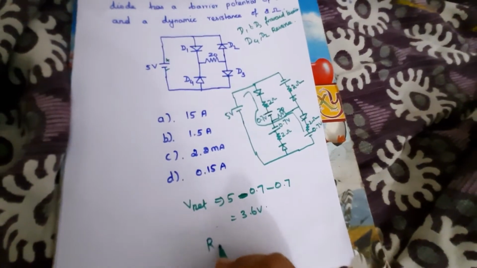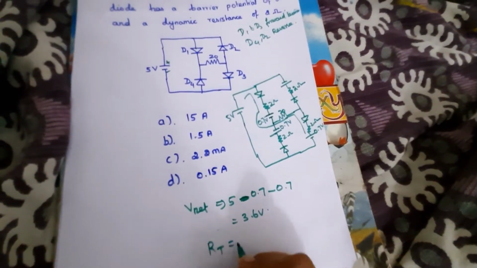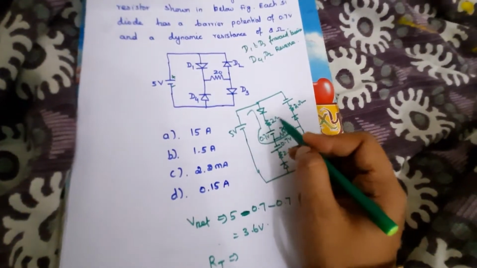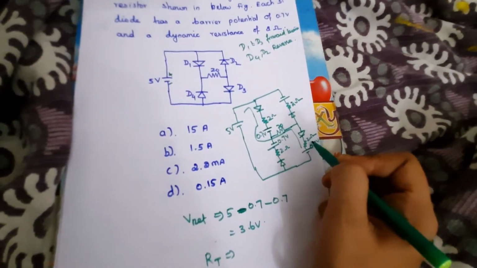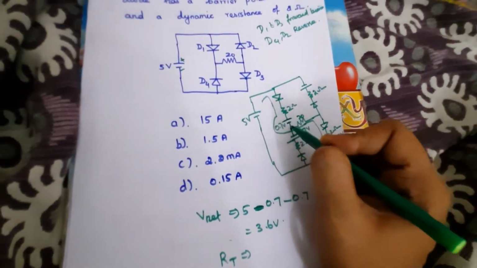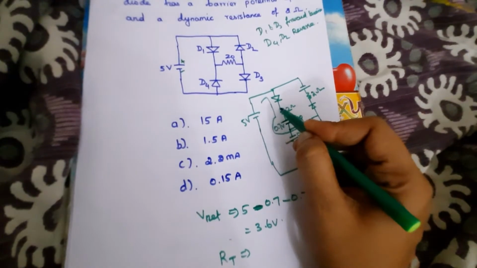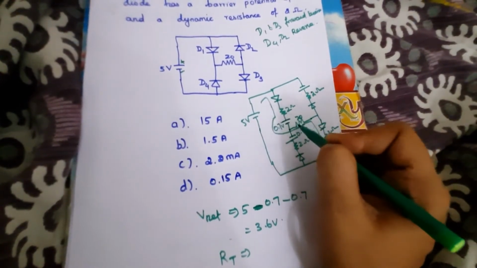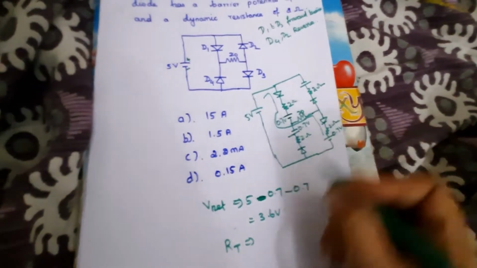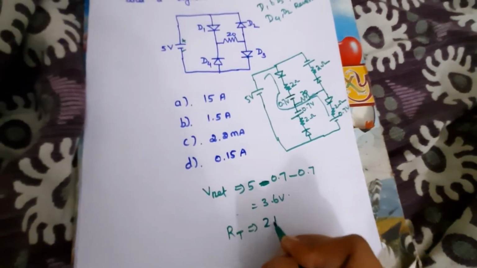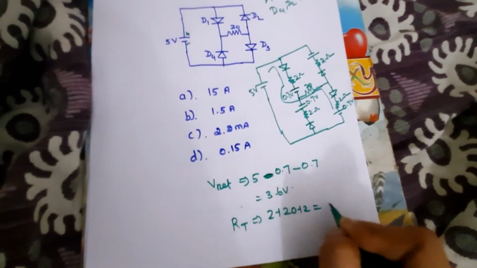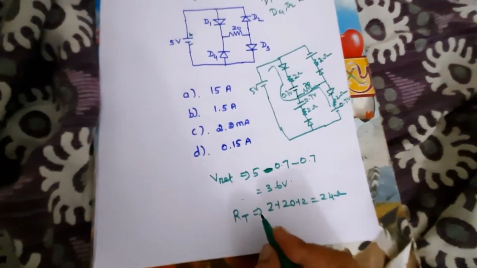Next one is total resistance. So the total resistance here is this 2 ohm, 20 ohm, another 2 ohm. Considering the current flow, it moves through this 2 ohm resistor, 20 ohm resistor, again 2 ohm resistor. So the total resistance is 2 plus 20 plus 2, that is equal to 24 ohm.